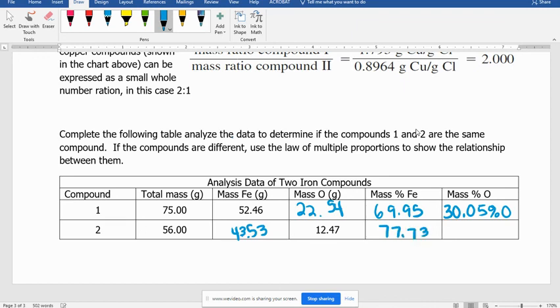So without even doing this last one, we can tell that they're not the same compounds because they don't have the same percent of iron. But we can finish that out. We have 12.47 divided by 56. That means that our oxygen is going to be 22.27% oxygen. Okay, so if they don't match up, if they don't have the same percentages in them, they're not the same compounds.